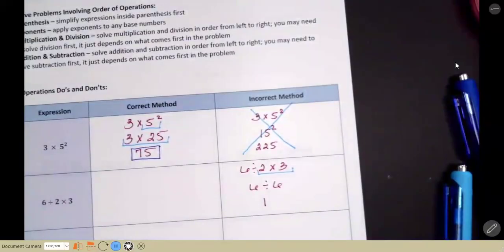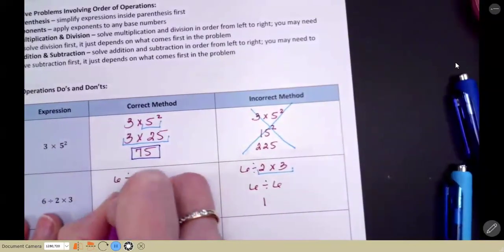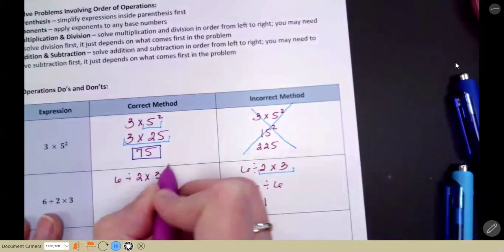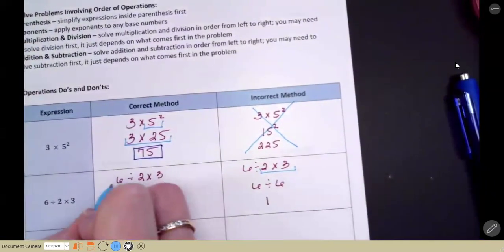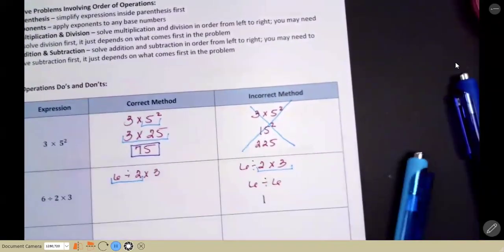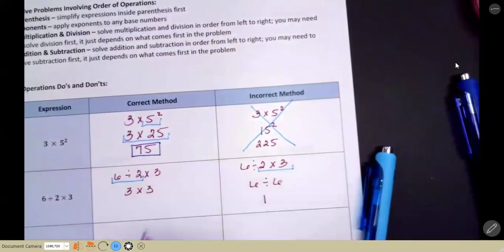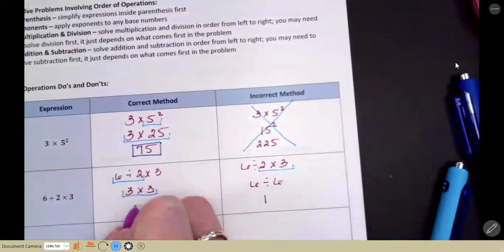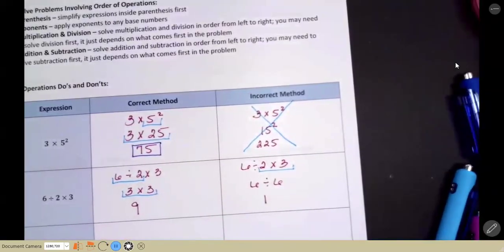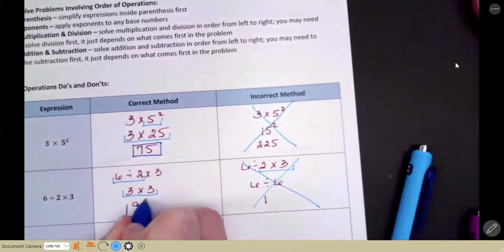But remember, when we're doing multiplication and division, you go in order from left to right. So in rewriting this problem, the first thing we're going to do, since we have both multiplication and division, is we are going to do the division first. 6 divided by 2 is 3. And then we can finish off the problem by doing 3 times 3, which is 9. Okay, so big no-no over here. Big yes over here.